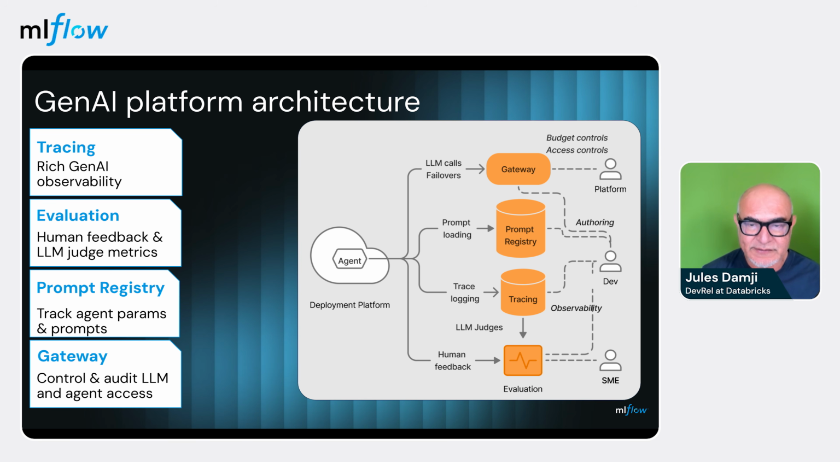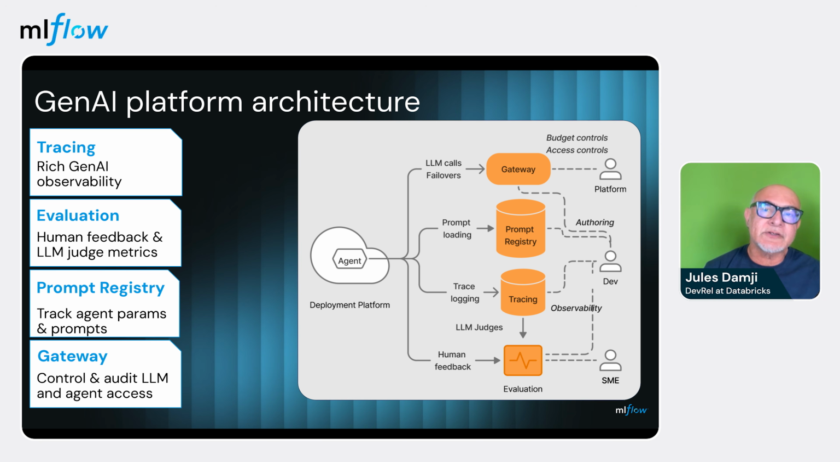The third pillar is the prompt registry. This allows you to track your agent parameters, to track your prompts, to version the prompts, and to also optimize your prompts when you have the baseline. So the prompt registry is an important part of the entire agent development cycle.